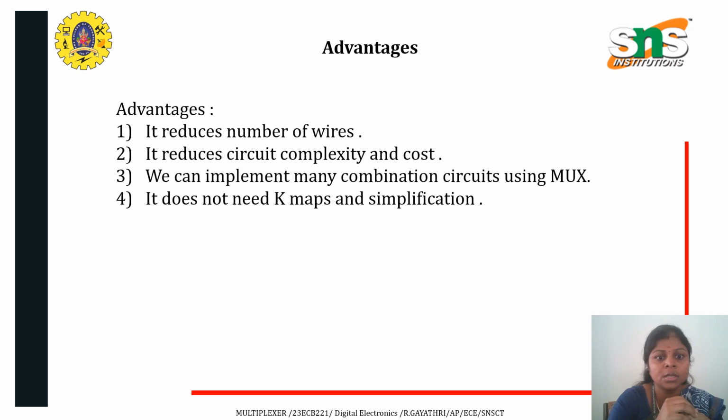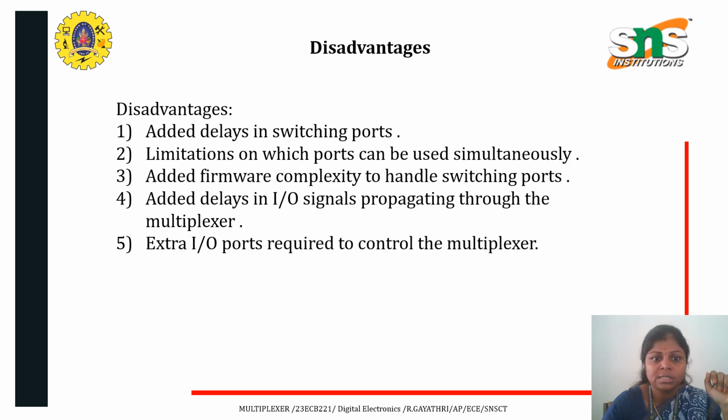Coming to the advantages, it reduces the number of wires, and the complexity and cost are also reduced compared to other combinational circuits. We can implement many combinational circuits using the multiplexer, and the main advantage of the multiplexer is that it does not need any K-map and simplification process. Coming to the disadvantages, there will be a delay when switching the port based upon the selection lines, there is a limitation on which ports can be used simultaneously, delays will be there in input output signals propagating, and extra input output ports or signals are required to control the multiplexer.